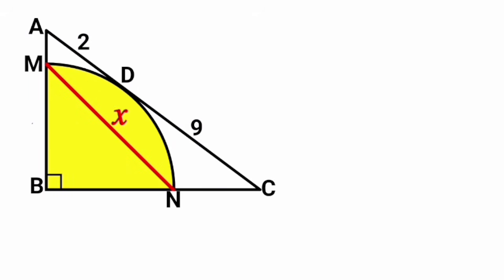To solve this problem, first let's take the radius of the quarter circle as y. It follows that MB is y, and BN is also y. Next, let's join BD with a straight line. Observe that BD is the radius of the quarter circle, so let's call it y. Also, observe that BD is an altitude relative to side AC of the right triangle.